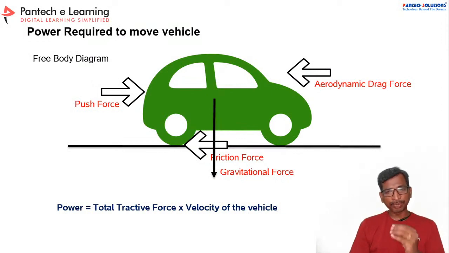How to calculate the motor power? The total tractive force. The tractive force is nothing but the force to overcome between the push force and the gravitational force, that is the friction force, multiplied by the velocity of the vehicle. That is called the total power required to drive the vehicle. So in that case, we should calculate the total tractive force which is available on the vehicle.